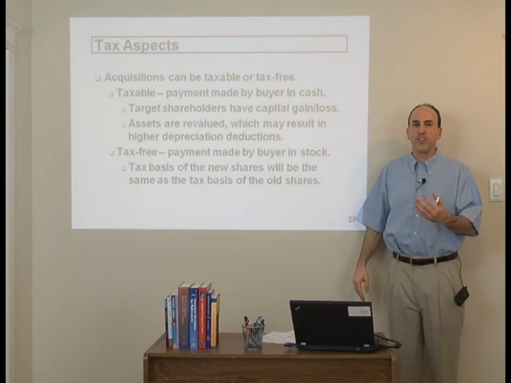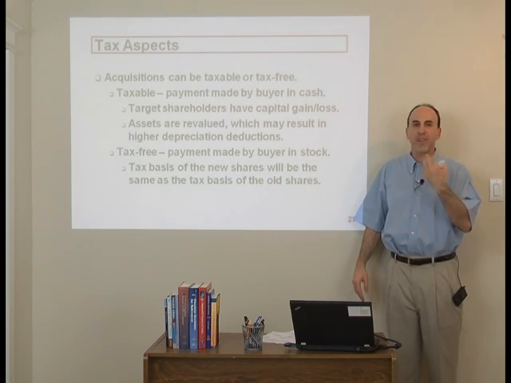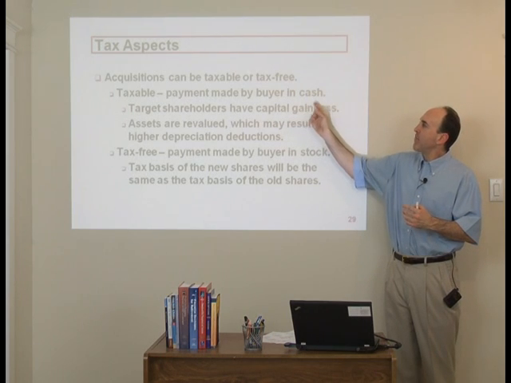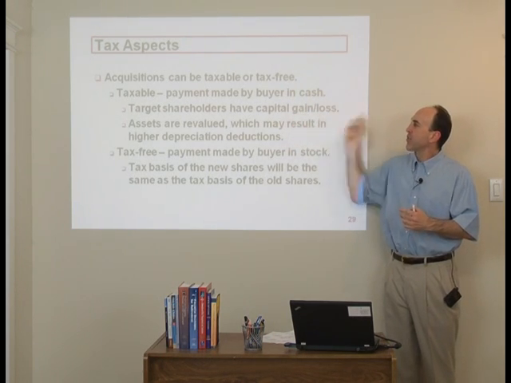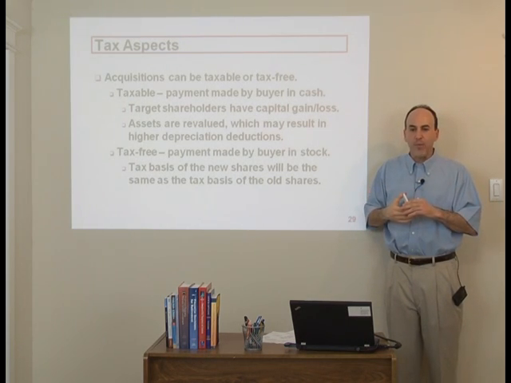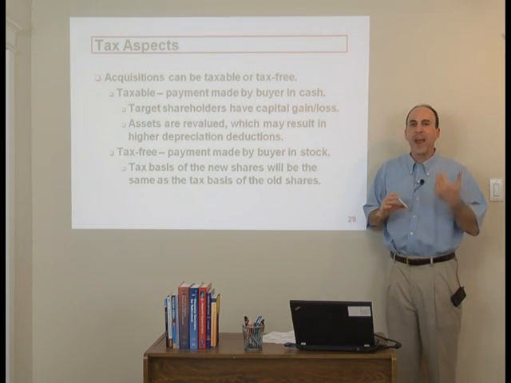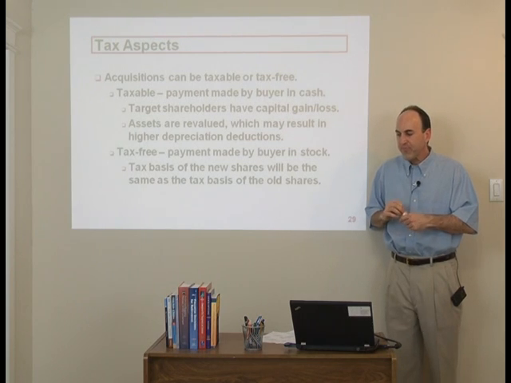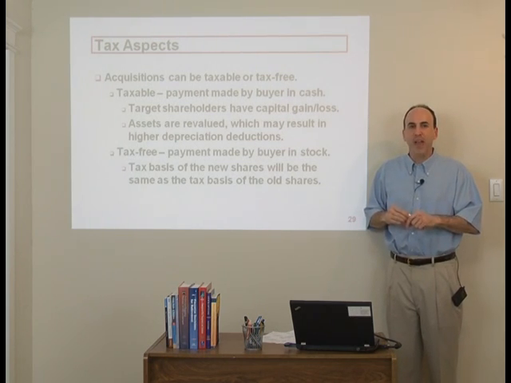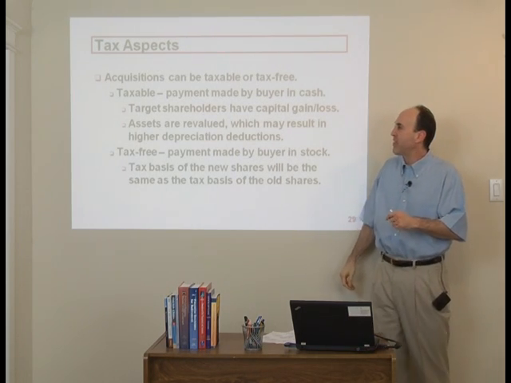The taxable acquisition occurs when the purchasing company pays for the target with cash, okay? Payment made by the buyer in cash, the target shareholders will have capital gains or losses. You remember in the last section, we had that example where the shareholders of the target corporation had a $30 million gain. Well, if you remember, that acquisition was financed using cash. So the buyer paid cash to the target shareholders. And as a result, that was a taxable acquisition, so the target shareholders will have a $30 million capital gain. They'll pay tax on that.